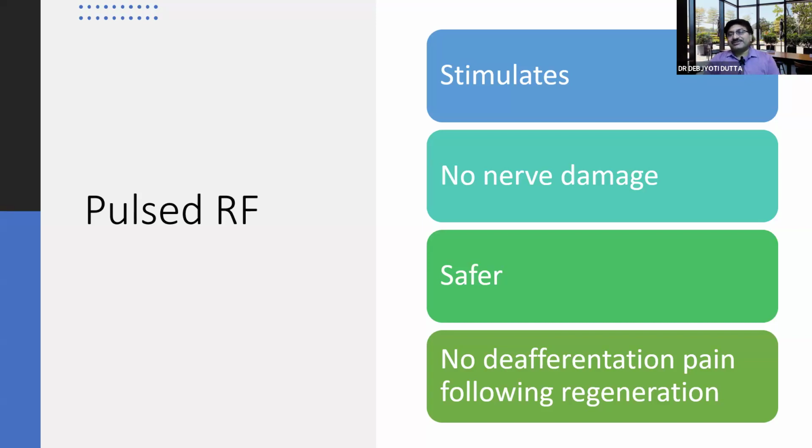But the only problem is that the failure rate of the pulse radio frequency is comparatively high. There is no deafferentation pain, which may sometimes occur even after a conventional radiofrequency, though the incidence is much, much less than with alcoholic neurolysis.